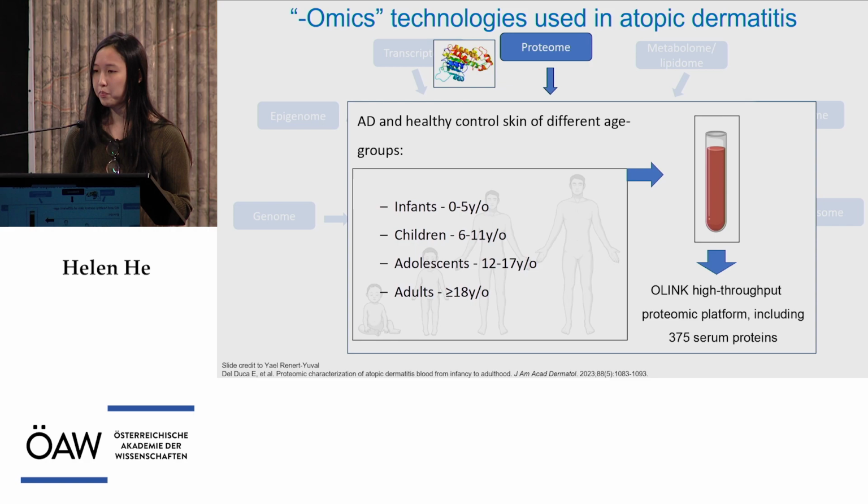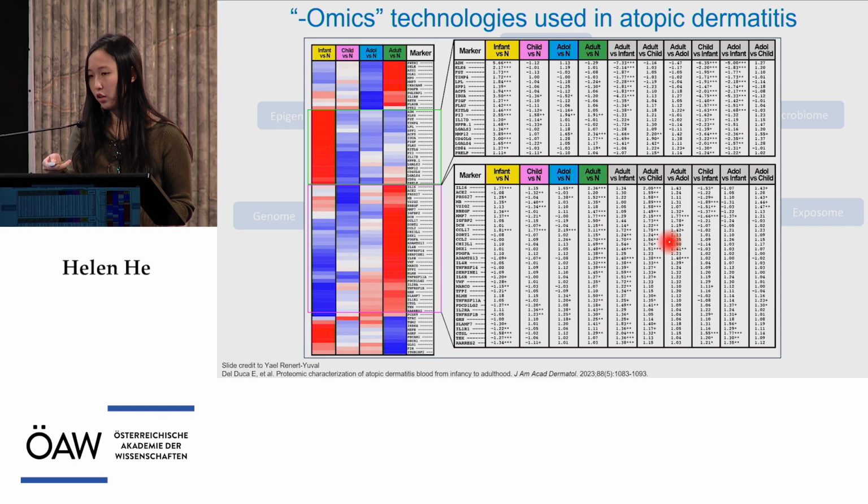I'm highlighting this example because I think it nicely demonstrates how proteomics can be used to study AD disease endotypes. This was a collaboration with Dr. Paller at Northwestern, where serum from AD patients and controls of different age groups, so infants, children, adolescents, and adults, was analyzed using Olink proteomics with a panel of over 370 proteins. We found that while there was a cluster of proteins that showed increases with age, many of which were primarily related to atherosclerotic signaling and cardiovascular risk, highlighting that systemic inflammation tends to increase with age in AD, there was also a unique set of proteins that was upregulated only in infants with AD, suggesting a particular blood proteomic phenotype in that group as well.